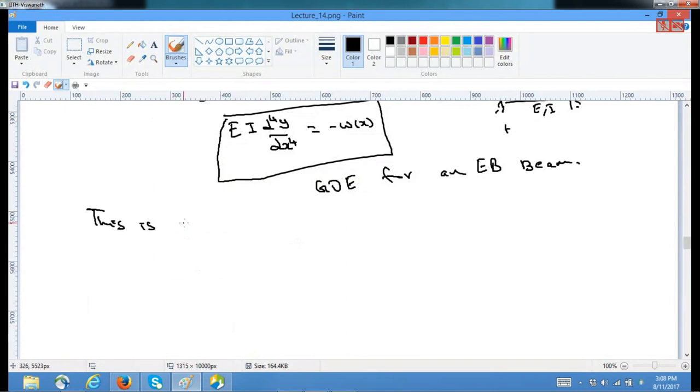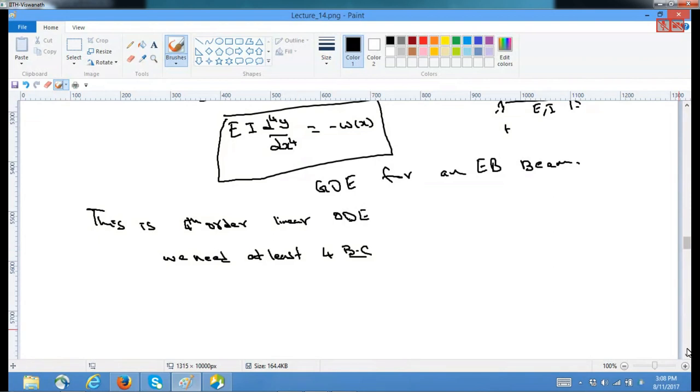This is a fourth order linear ordinary differential equation. Okay, so if you have to solve this fourth order ordinary differential equation, you need at least 4 boundary conditions. So what would be the boundary conditions?